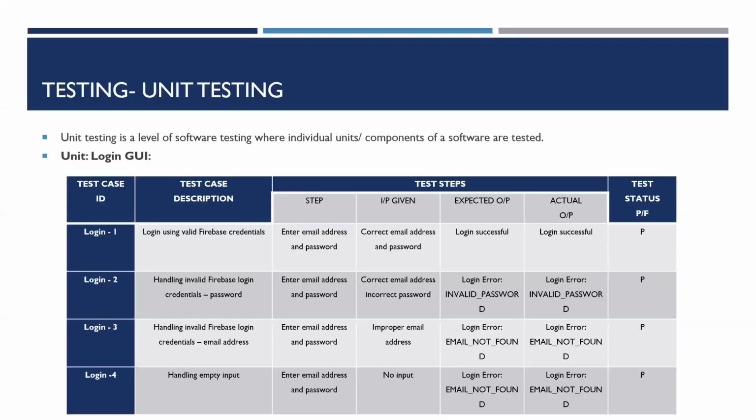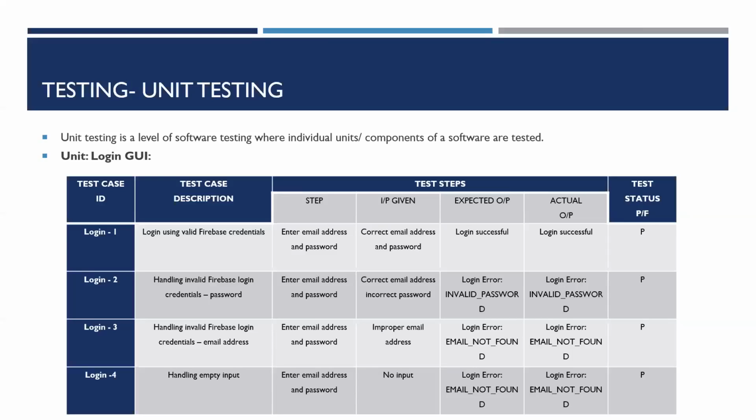We divide the entire project into units. First one is the login GUI. You can see the various test cases. There are 4 test cases, and you can see the description here. One is we try to log in using valid Firebase credentials. We passed it obviously, and the main ability a program should have is to handle invalid input.